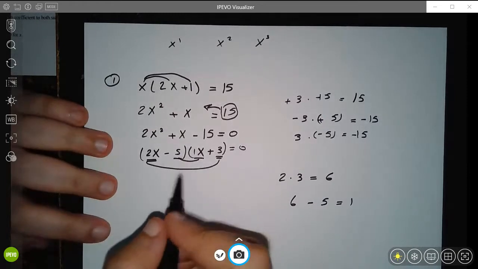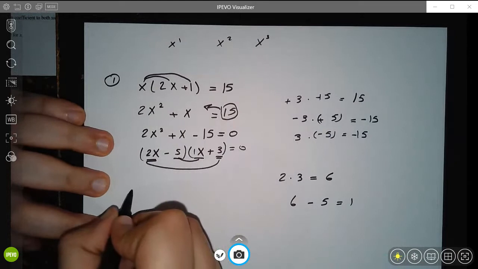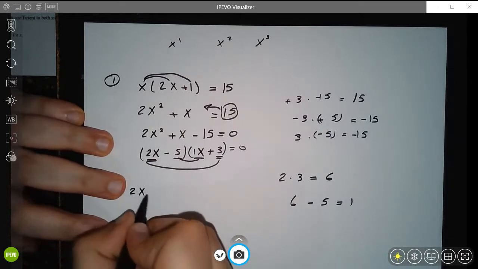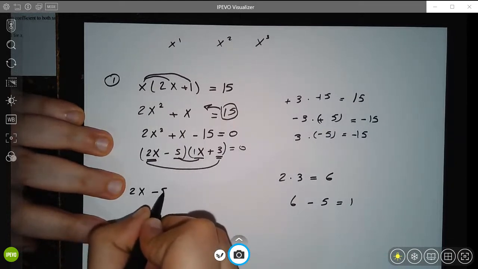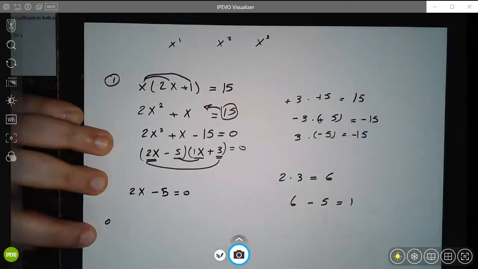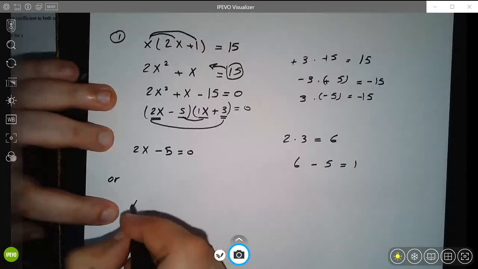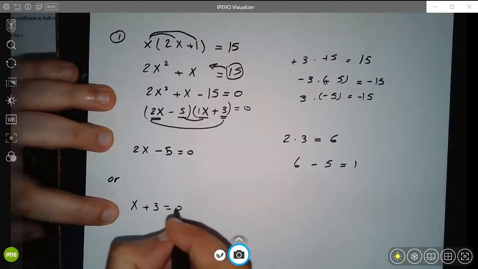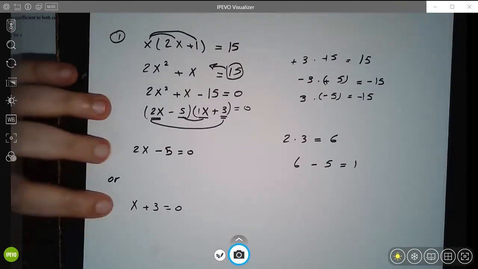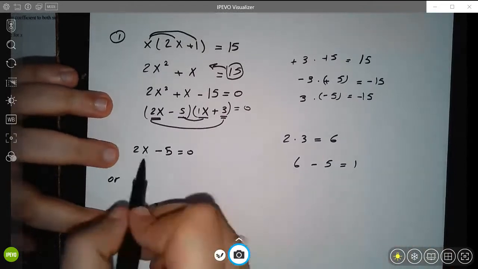So what I'm going to do is set each one equal to 0. Okay? So you grab the first pair, which is 2x minus 5 equals 0. I'm going to write an or over here. For x plus 3 equals 0. All right? Now the first one, we need to solve for x, for both. We'll start with this one.